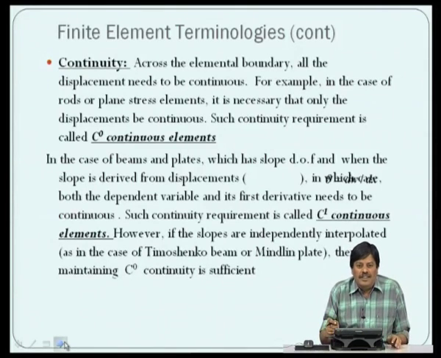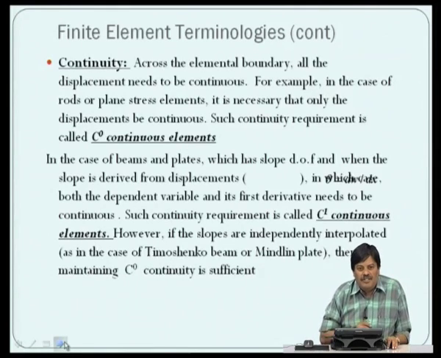The other one is the continuity. As I said earlier, across the element boundary, all the displacements need to be continuous, that is, a derivative should exist. For example, in the case of a rod or a plane stress element, it is necessary to have only displacement to be continuous. Such a continuity requirement is called a C0 continuous element.